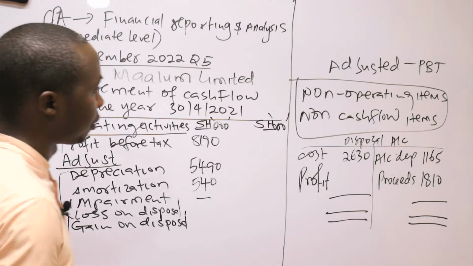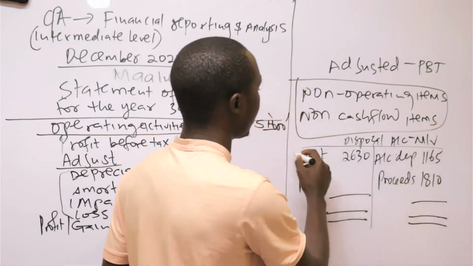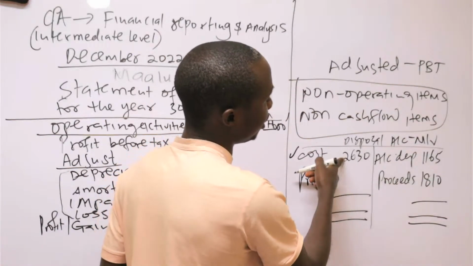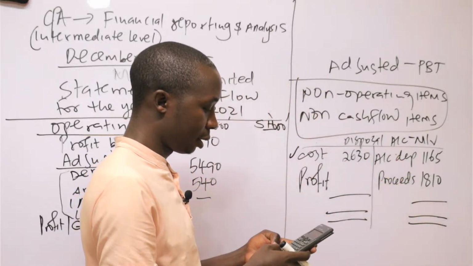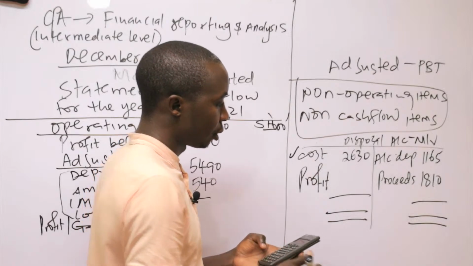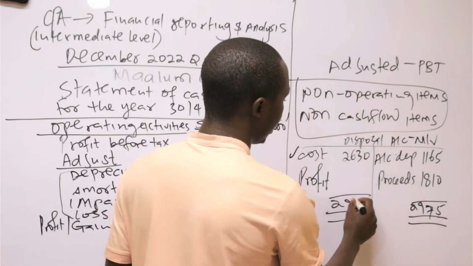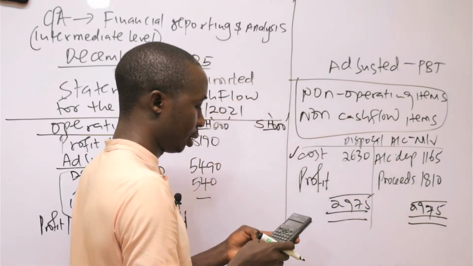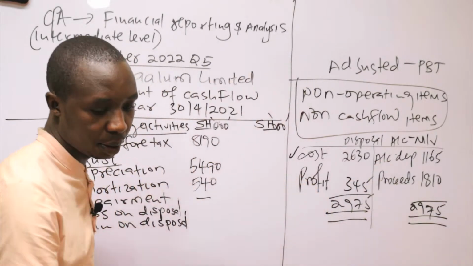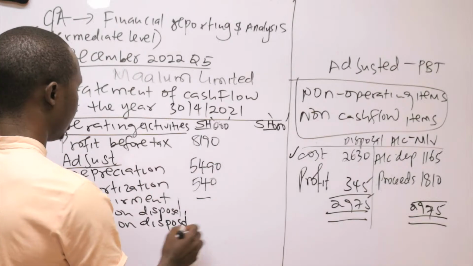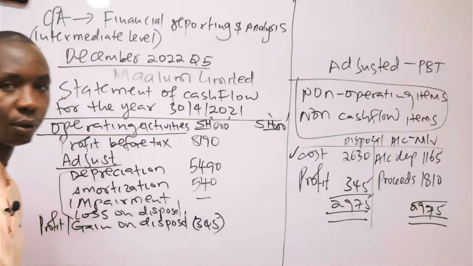So this is how the disposal account looks like. This is a motor vehicle which was sold. So the cost of the motor vehicle is this one. We debit this, we credit accumulated depreciation and proceeds. So 1165 plus 1810, that is 2975. So minus 2630, they made 345 profit. The profit they made is 345. So this one you deduct.